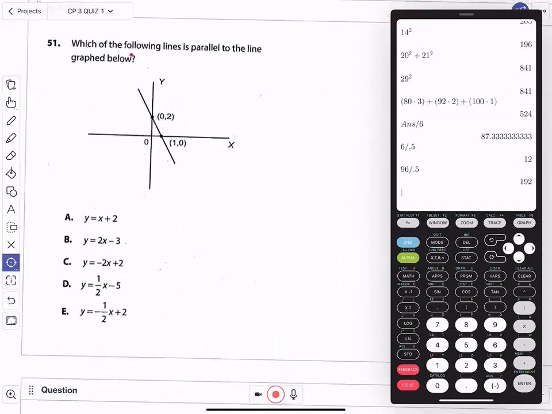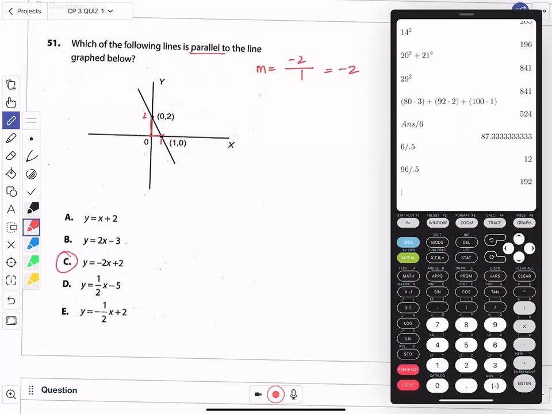Okay, so in this problem here, which of the following lines is parallel to the line of the graph? So parallel means that their slopes are the same. So looking at this slope here, it looks like this is at 2 and this is at 1. So rise over run, it went down 2 from here to here, so -2, it went over 1, so the slope is -2. So I just need to find an equation with a slope of -2, which would be C. Yeah, it looks like it's C.